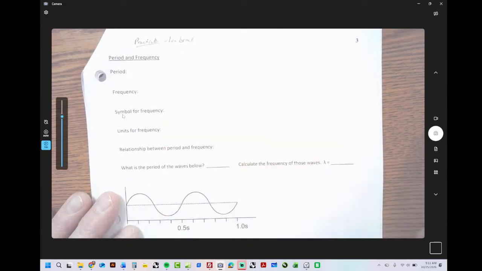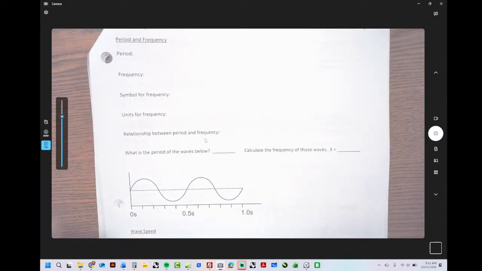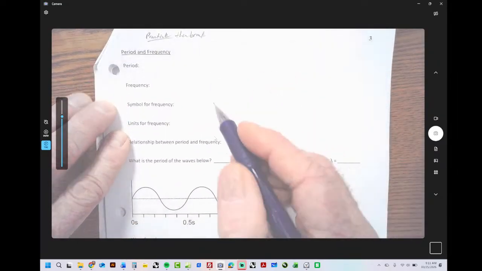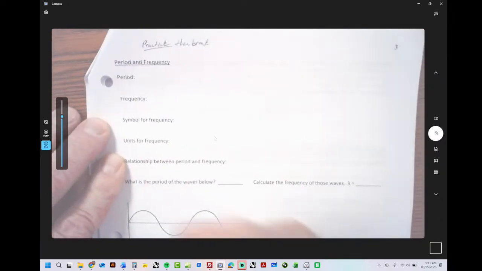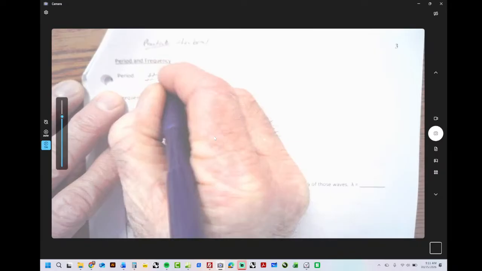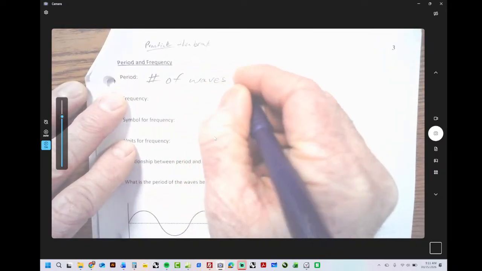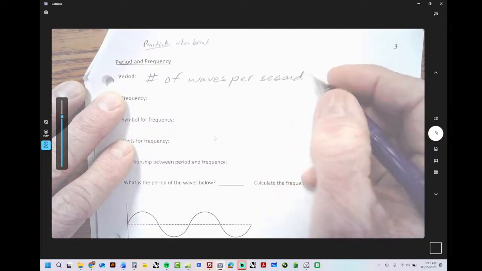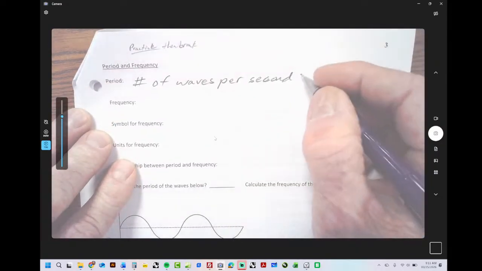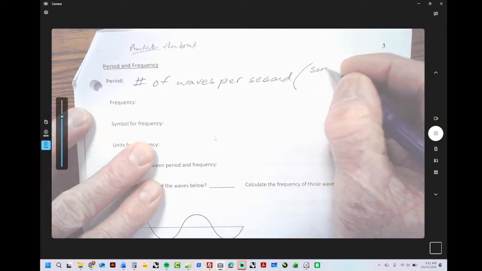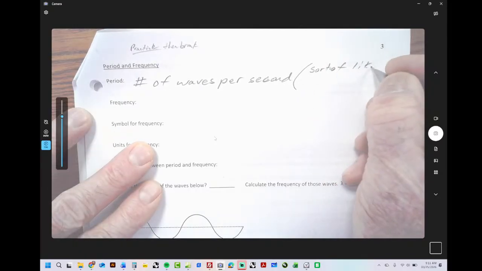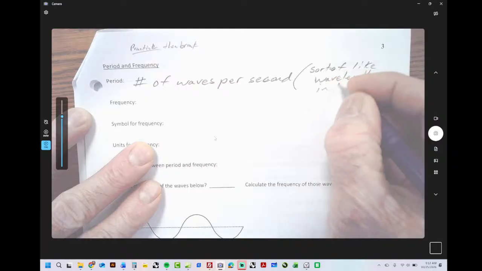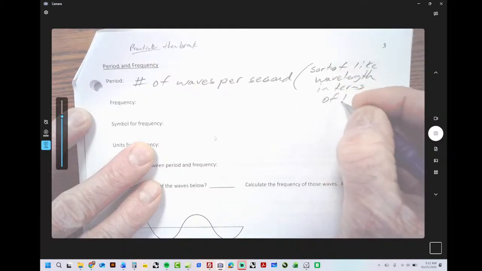All right, what do I have here? Practice, then break. We'll see. So, period, frequency. I can't remember exactly how I defined this in past years, but period is number of waves per second. And you don't have to write this part, but I'm going to write wavelength in terms of time.